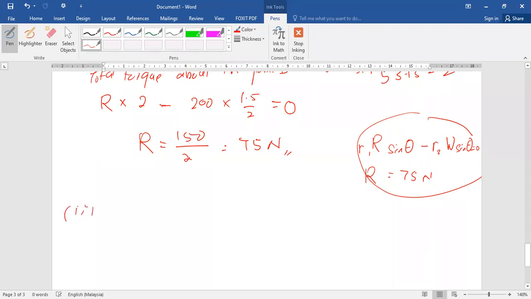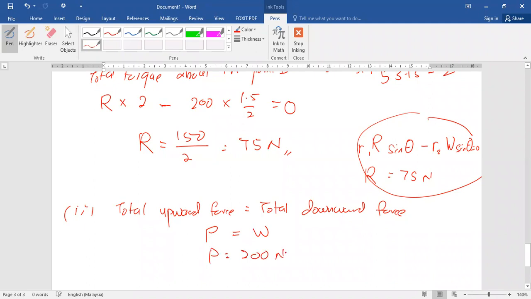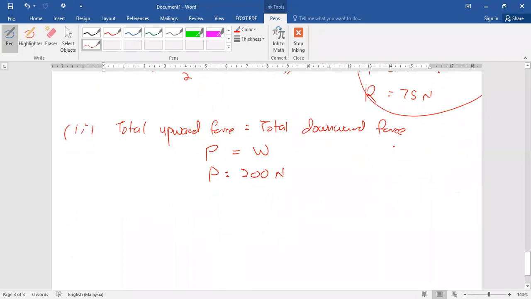2. Resultant force in the vertical direction. In all the vertical direction, total upward force, up, is just P. Down is equal to how much? Down, just the weight only. So P equals 200 Newton. From the equation, here is going down, and this will be P. This is 200.